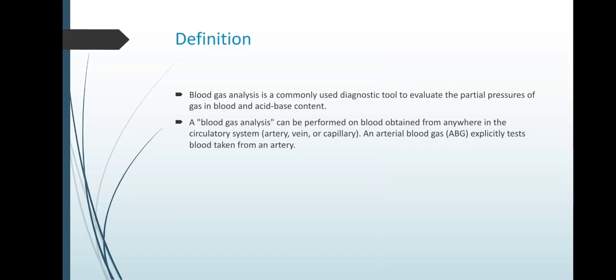So when we talk about arterial blood gases, blood gas analysis is a commonly used diagnostic tool to evaluate the partial pressures of gas in blood and the acid-base content. A blood gas analysis can be performed on blood obtained from anywhere in the circulatory system, which can be an artery, a vein, or a capillary. However, when we talk about arterial blood gases, this explicitly tests blood taken from an artery.